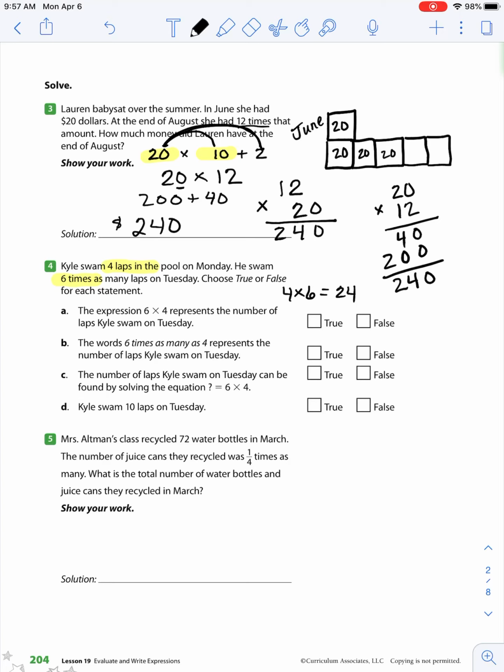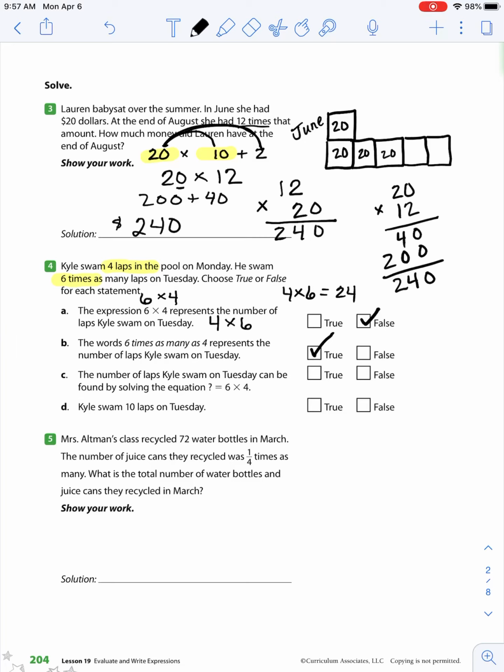Letter A is false. And the reason why is because this expression shows that he swam 6 laps on Monday and 4 times as many on Tuesday. And that is backwards. He actually swam 4 laps on Monday and 6 times as many on Tuesday. Okay? So, letter B. The words 6 times as many as 4 represents the number of laps Kyle swam on Tuesday. 6 times as many as 4. Is that what we said up here? Yes, it is. That is true.